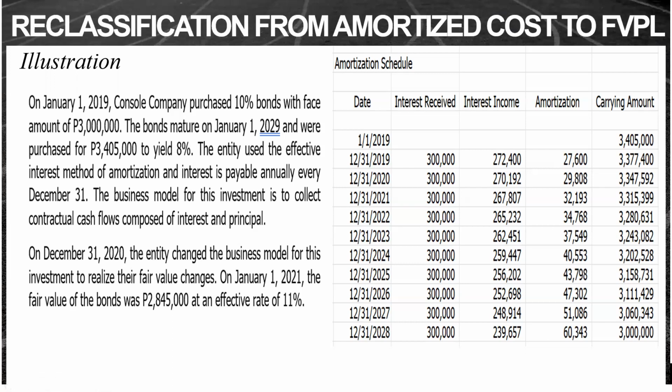Okay? So to get the amortization, you simply get the difference of these two, interest received and interest income. So this is your amortization. Since premium ito, every time may amortization ka, you have to deduct it from your carrying amount. So yung 3,405,000, deduct mo lang ang 27,600. So meron kang 3,377,400. And then, it's just the same all throughout the term of this particular bond. Okay? So proceed tayo sa next na slide.